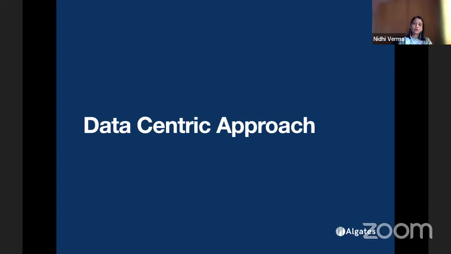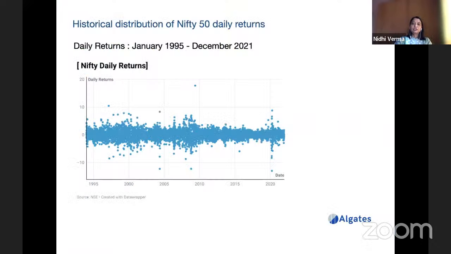No, it is of course possible. So how can we do that? What is the way to do that? So see, this is the daily return of Nifty. I made this chart. So you see the daily returns of Nifty over the last 25 years.